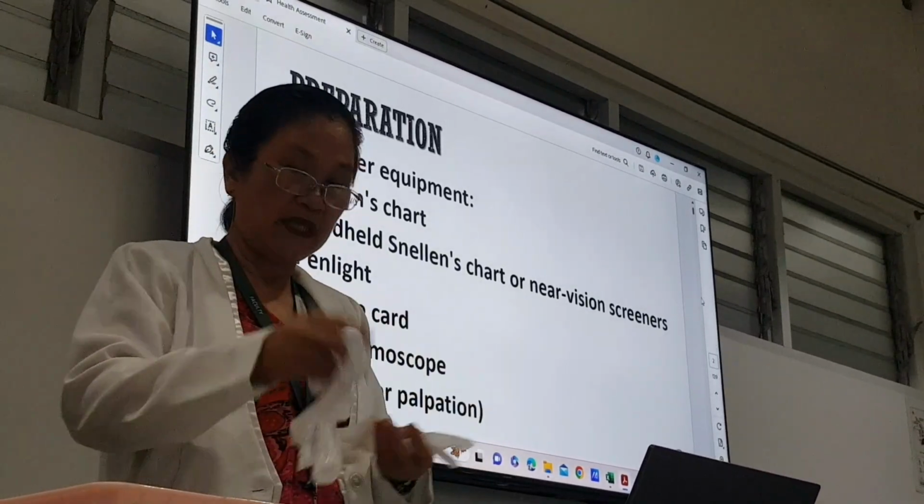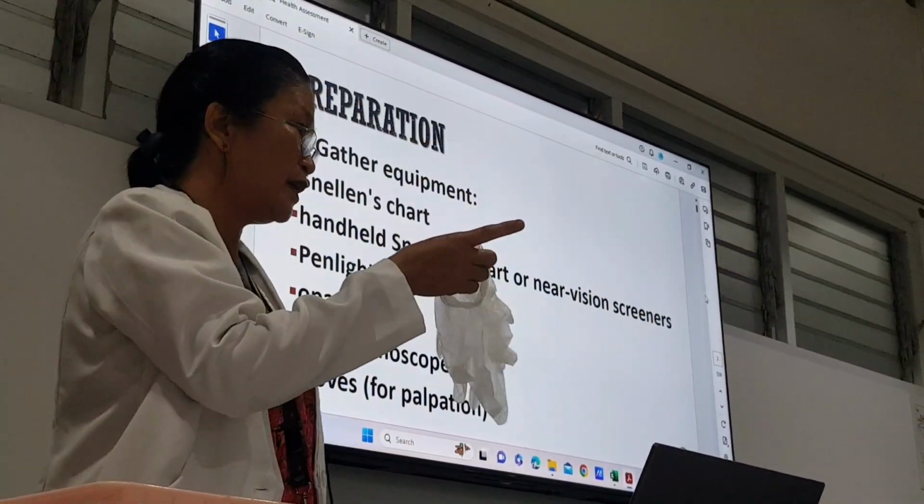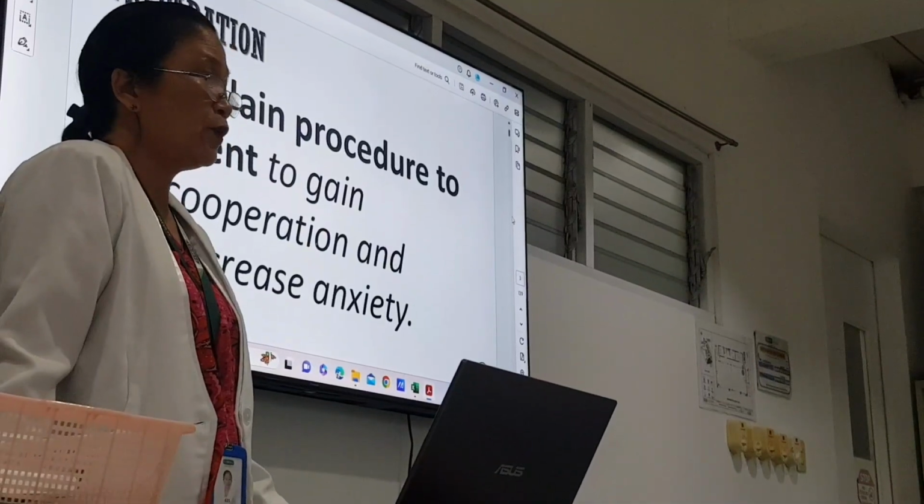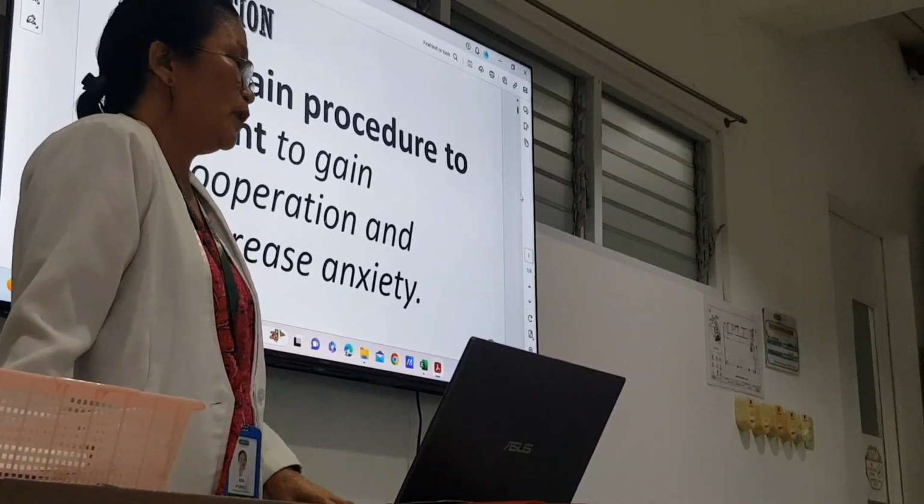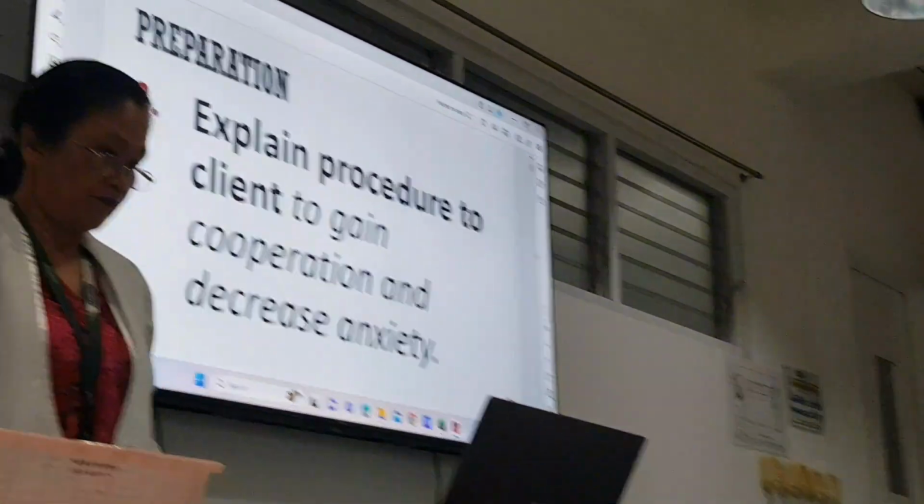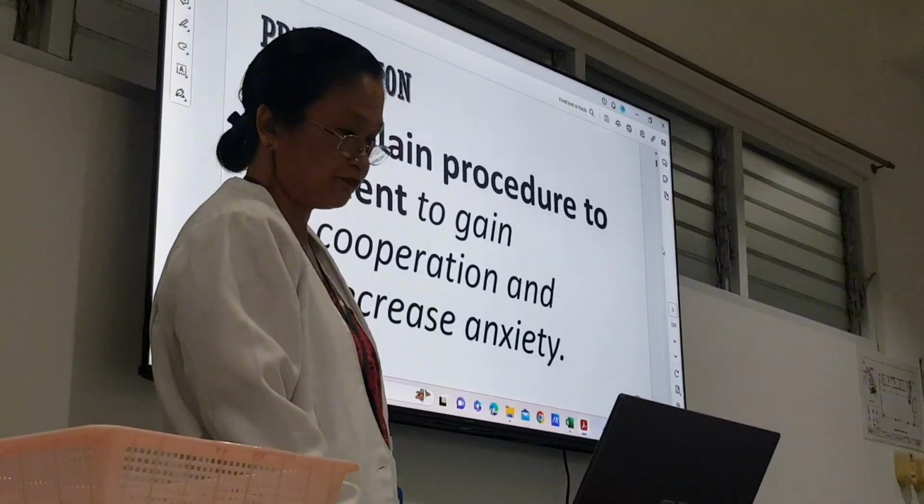And then my gloves. Sino pala ang may kwan sa inyo? Portfolios. Hindi pa kayo bumili? We'll cooperate with you. And the client will decrease her or his anxiety.